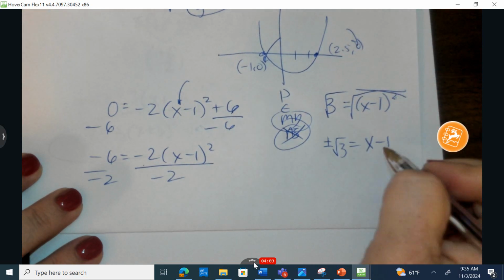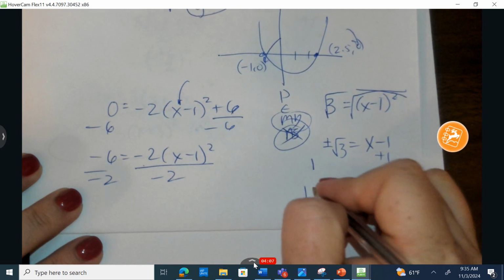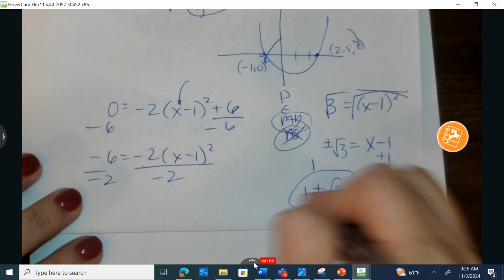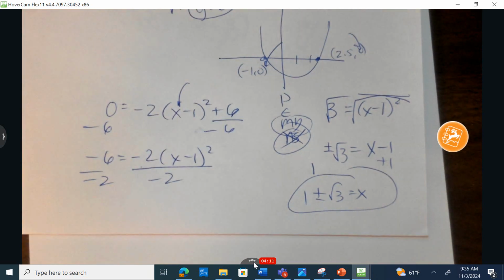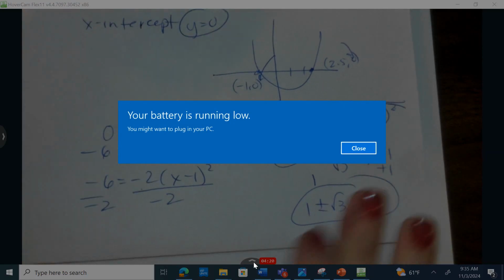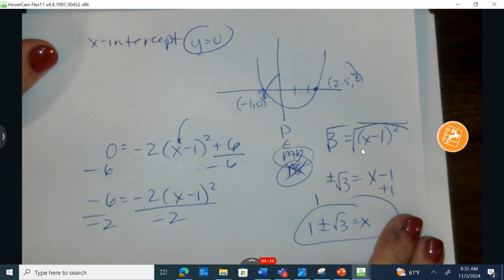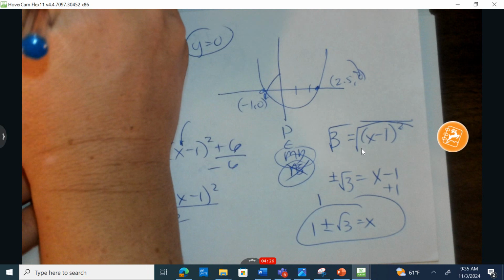My very last step is now add 1, and we're going to put it in front of the plus or minus. So 1 plus or minus the square root of 3. That's an exact answer. I don't want a decimal answer unless it would be a terminating decimal. Example 2.1 or 3.4. Those are terminating. We did not round them. So let's look at our choices. And it looks like, before my computer goes off here, 1 plus or minus the square root of 3 would be option B.